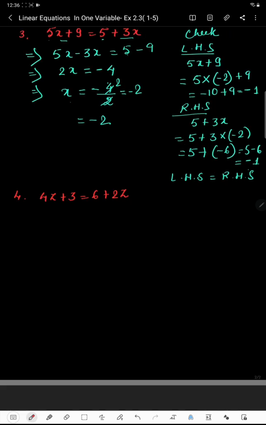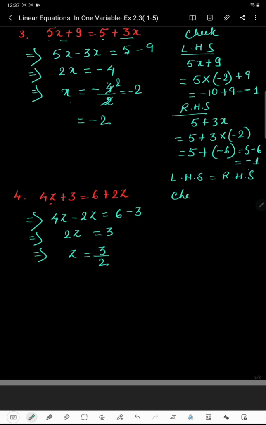Next, here we have 4z plus 3 is equal to 6 plus 2z. So here we will take 2z to the left hand side, so plus 2z will be minus 2z, and 3 will be coming to the right hand side, so plus 3 will be minus 3. Now 4 minus 2 is 2z, and 6 minus 3 is 3. So the value of z will be, 2 is multiplied by z, so after coming to the right hand side it will be division, so we have got 3 by 2.